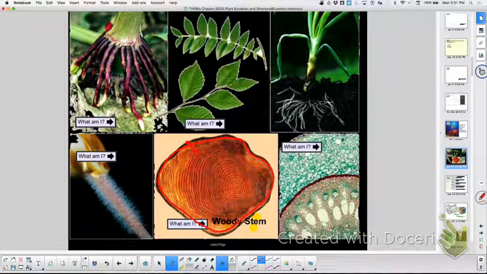You have prop roots to help support it. You know what those are. Those are leaves, and we'll talk about that in just a second.